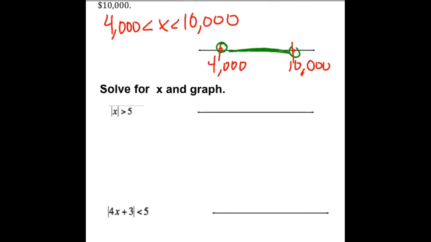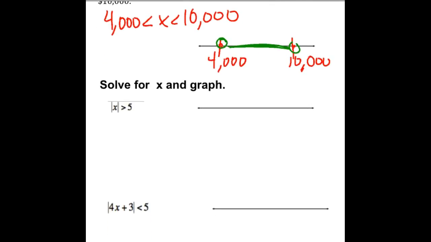Now here we have the absolute value of x is greater than 5. Whenever you see an absolute value, it tells you right off the bat you're going to have two separate inequalities that you're going to have to write. The first one is what you see without the absolute value sign, so x is greater than 5. And then you also need to have the opposite of that right side, negative 5. When you change that right side to be its opposite, you also flip the inequality sign. So you also end up with x is less than negative 5.